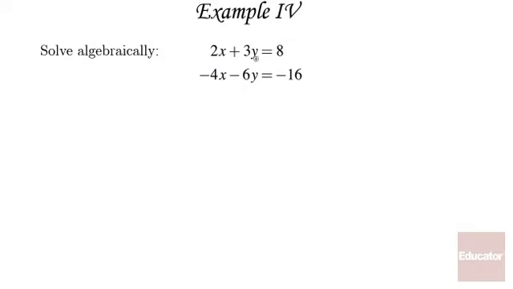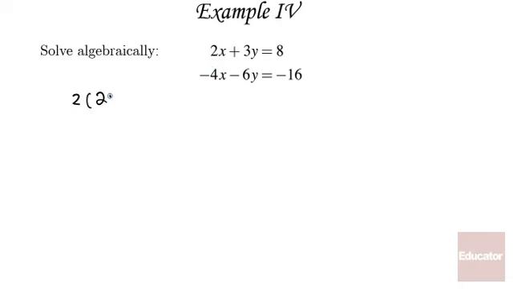Here I have 2x plus 3y equals 8 and negative 4x minus 6y equals negative 16. Since there's no variable with a coefficient of 1, I'm going to use elimination. But again, I'm going to have to do a little work to get the opposite coefficients. And I see here that all I have to do is multiply the top by 2, and that'll give me 4x. So that's opposite coefficients. I don't have to do anything to the bottom equation.